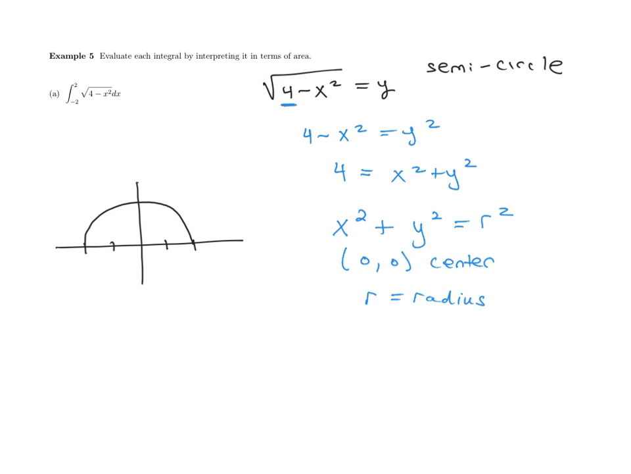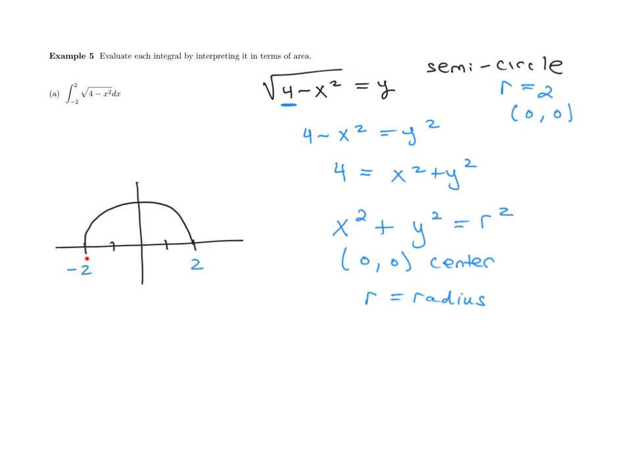So when I look at this problem here, I see, oh, well, the radius must be equal to 2, and the center must be at 0, 0. And that's exactly what's going on in this picture. The center is at 0, 0. The radius is 2, because we're going from -2 to +2.